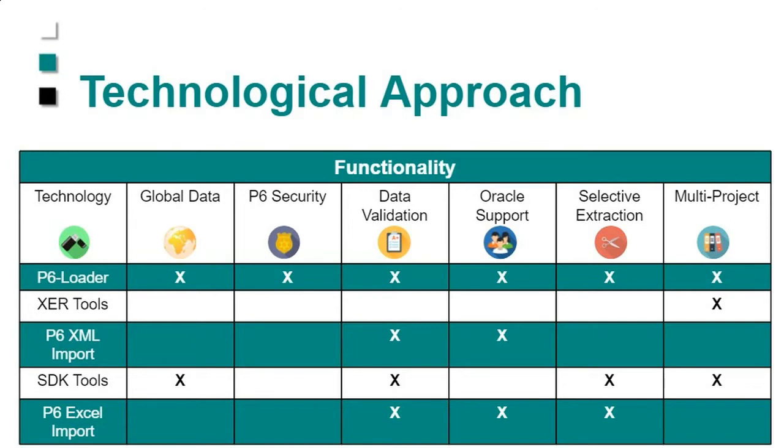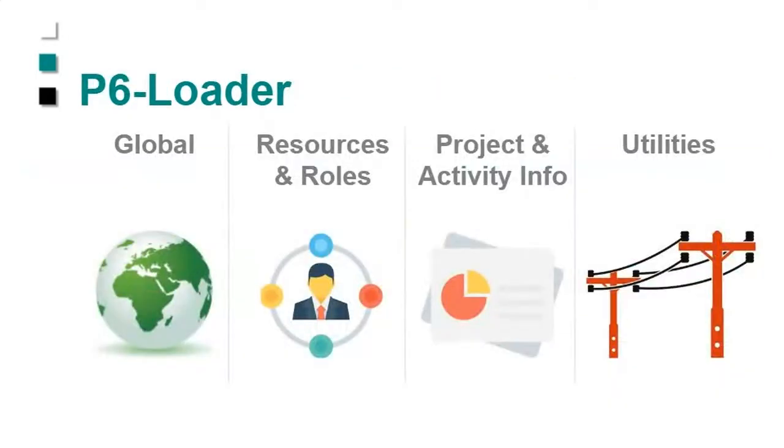You can extract selectively the information that you want, and Sue will show you how the filtering works. And you can pull out multiple projects at once. Not only projects, but baselines. So you have a lot of flexibility in the way that the system works. Now, as I mentioned before, you can access global information, you can access resources and roles, you can access projects and activities, and we've also bundled a number of utilities to make it much easier to manage P6.